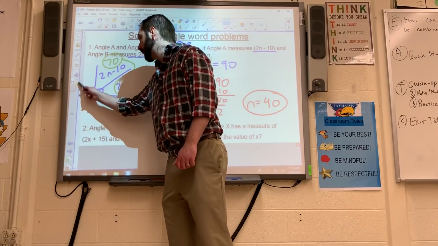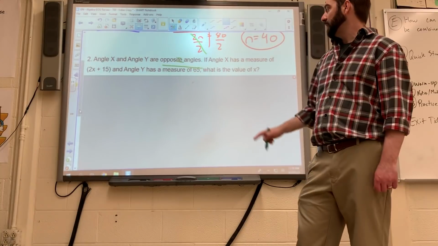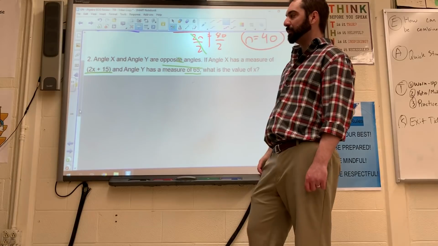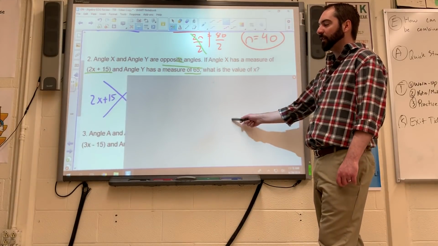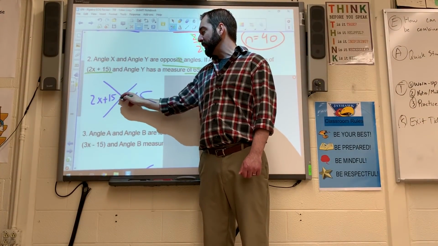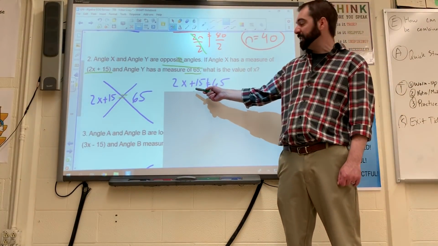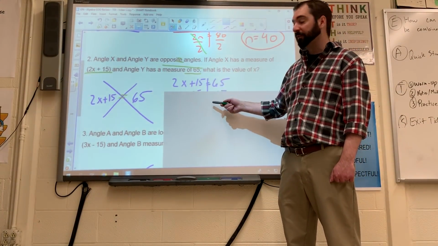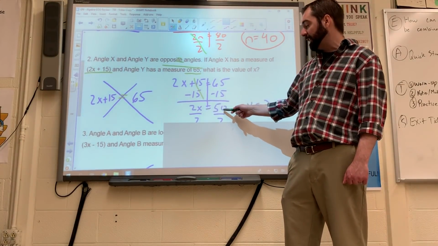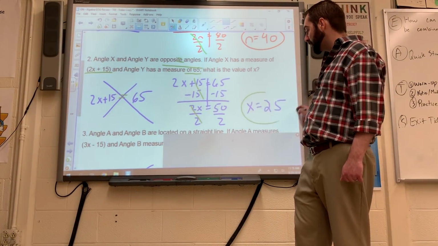Question number 2. Angle X and angle Y are opposite or equal angles. They give me the angle of angle 1, angle of angle 2, 2x plus 15 and 65. Well, if I drew a picture, I know that they're on opposite sides of the x, and then I know that these two angles are really just equal to each other. So to solve this two-step equation, it's 2x plus 15 is equal to 65. Plus 15, the opposite's minus 15. Now I have 2 times x equals 50. Divide each side by 2 because this is 2 times x. And we're going to find out x is 25.